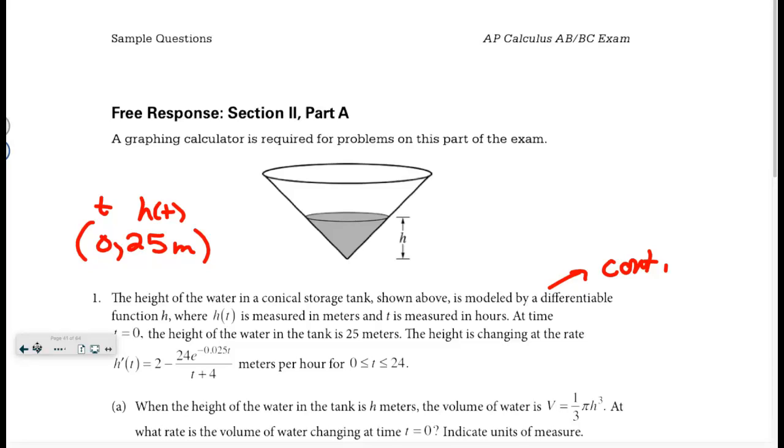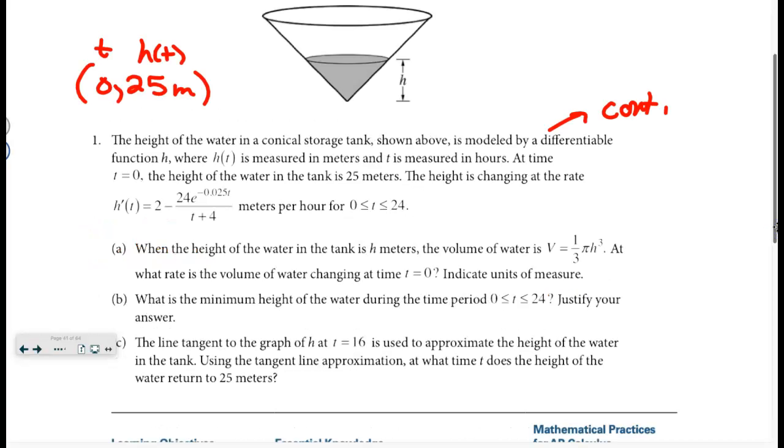All right. So when I read letter A, and it says, when the height of the water in the tank is H meters, the volume is. At what rate? What is that question? It's a what? Related rate. Correct? We just did one, so I'm not going to do it. All right? Be careful if you have two variables of change when you take the derivative.